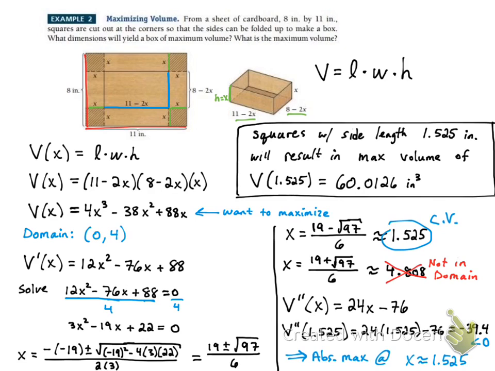So in examples like these, you just find your objective function, whatever it is you're trying to maximize or minimize, and then you use the derivative to find the critical values, then use the second derivative to test if it's a maximum or a minimum.